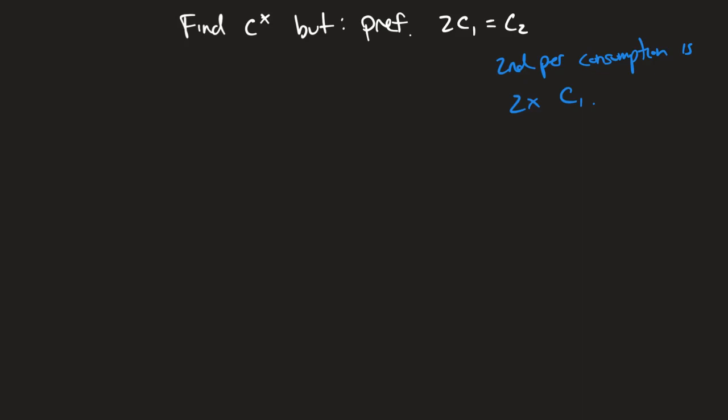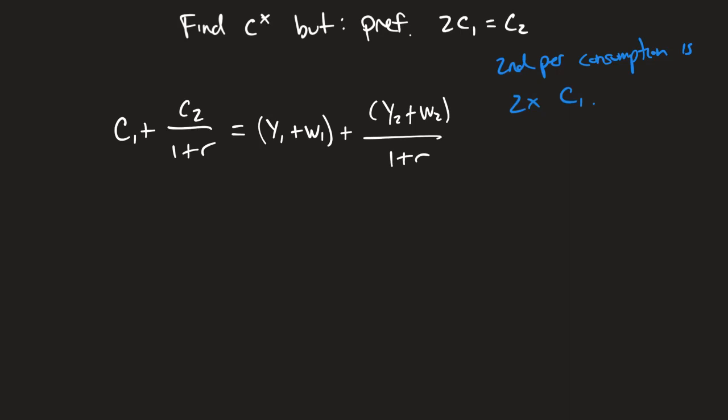So we start just like we did before with our present value of lifetime resources, my present value of lifetime consumption, which is C1 plus C2 over 1 plus R equals, same exact thing, our present value of lifetime resources, which is Y1 plus W1 plus Y2 plus W2 over 1 plus R. Again, we are discounting those future consumption and future resources in order to get it into the present value. So that's what we're doing here. We're going to substitute in, just like we did in the last video. We're going to substitute that in right there.